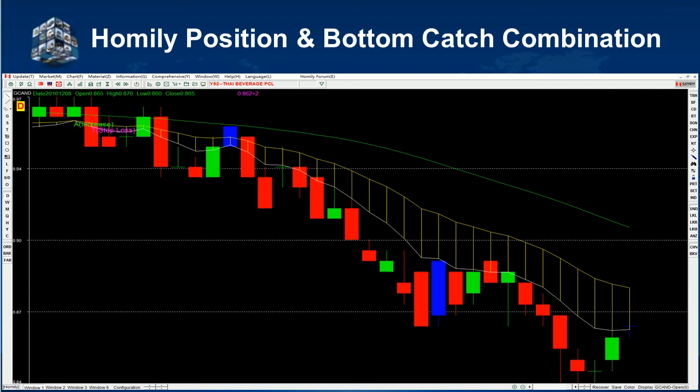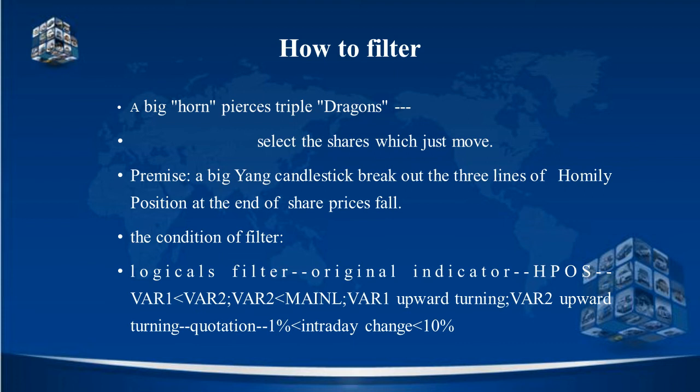A big yang candlestick triple dragon, select the shares which just moved. Premise: a big yang candlestick breaks out the three lines of the holding position at the end of the share price. The condition filter, this is the filter condition, HPOS. Later I will show you how to do this, okay? So this is the condition, I show you how to do this.